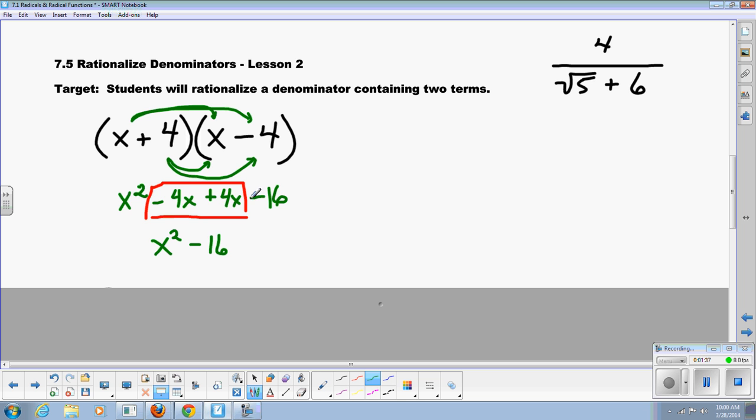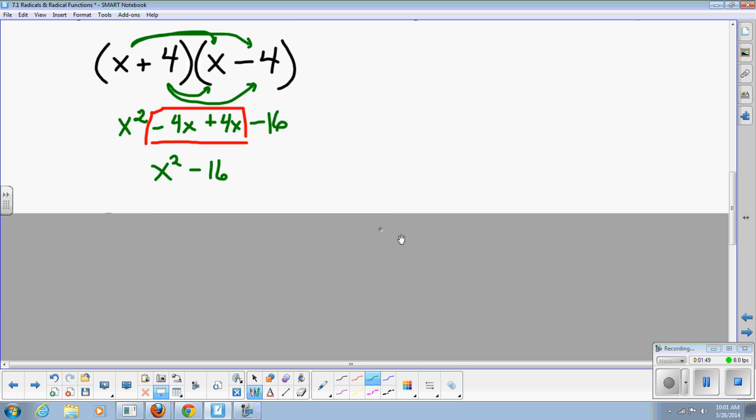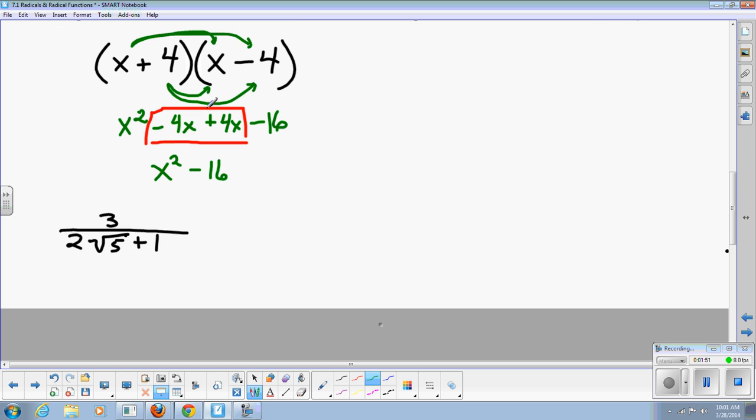We are going to use this idea of canceling a term to help us rationalize this type of denominator up here in the right corner, where I have 4 over the square root of 5 plus 6. So let's see how that works. We're going to keep this idea out in front of us. How can I use this idea on a problem that says 3 over 2 times the square root of 5 plus 1? Here's what we do.